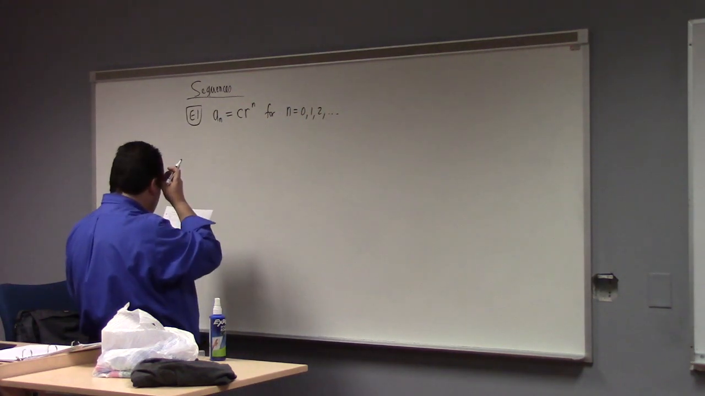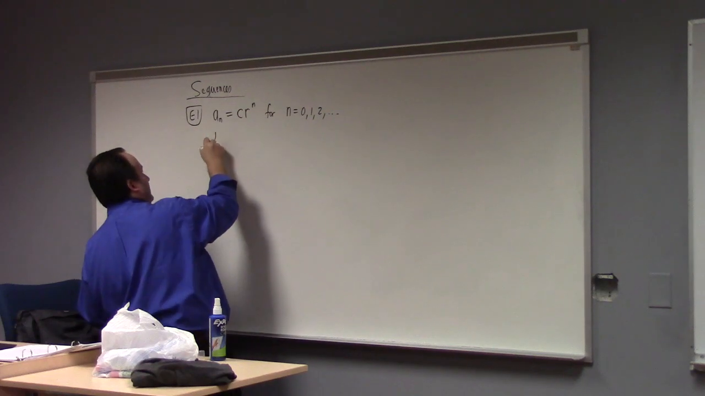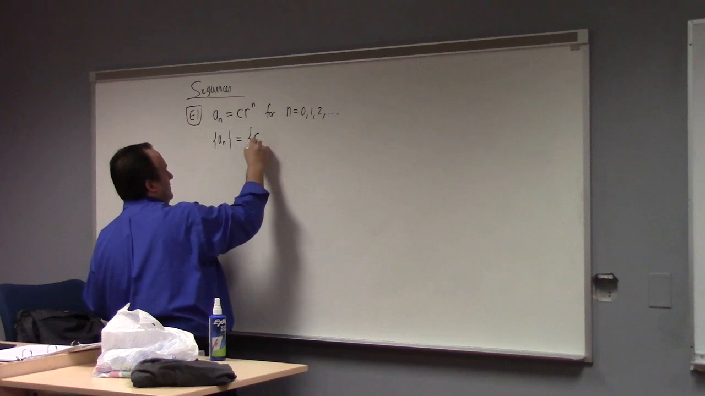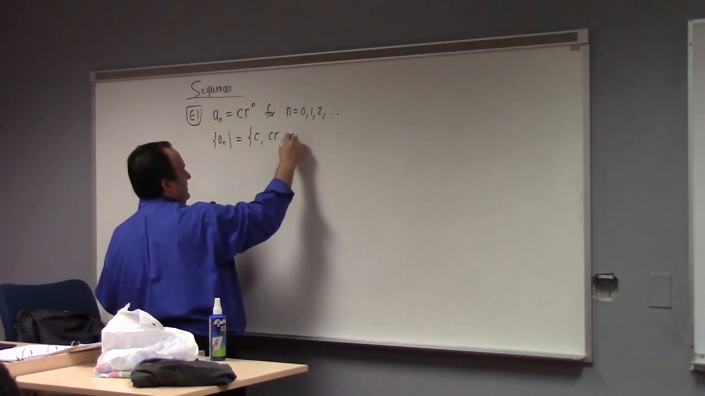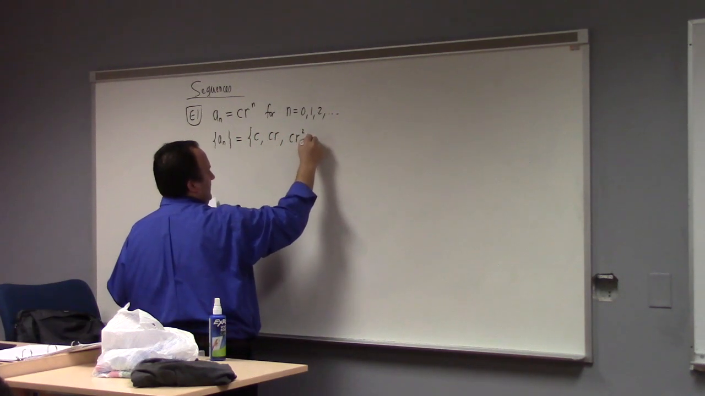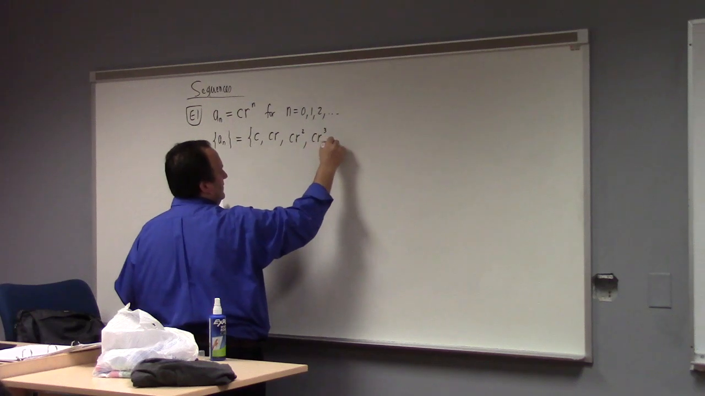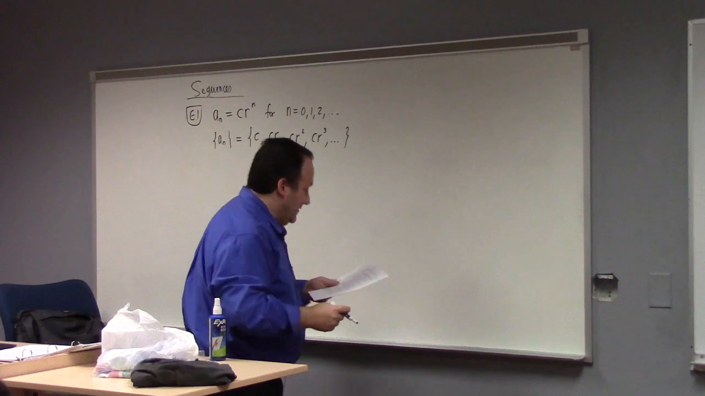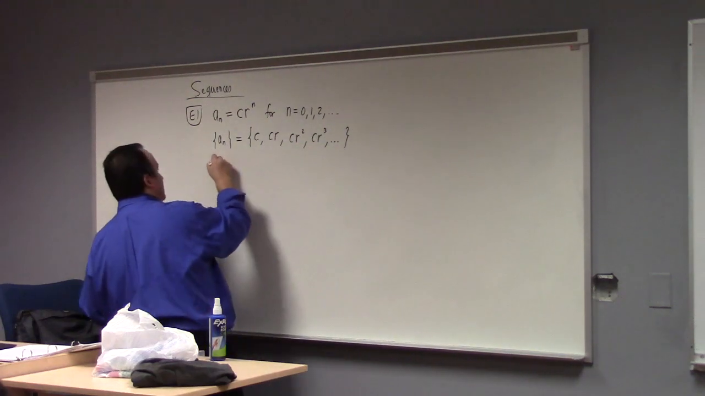If I were to list it like this, it would look like you got your c, then cr, then cr squared, and so forth, cr cubed. This guy has a name. This is called the geometric sequence.